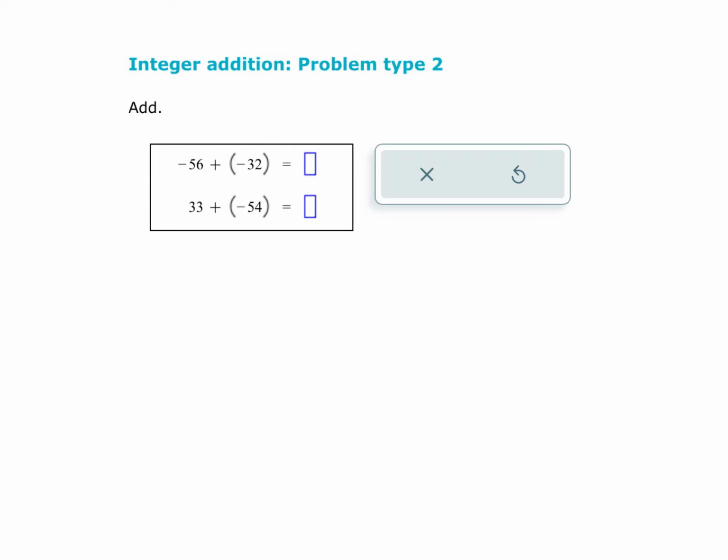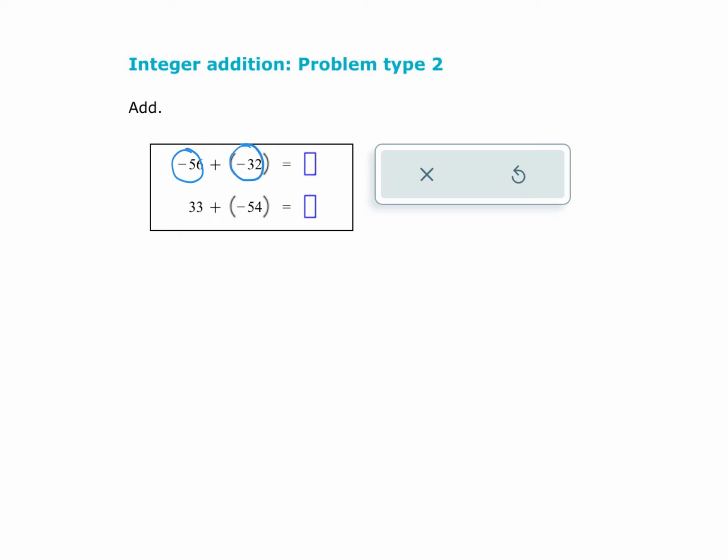This topic is integer addition, and we're going to have some larger numbers in these problems that we probably wouldn't want to draw out positives and negative signs because it wouldn't be very practical. But if we think about this first one, negative 56 plus negative 32, we have some negatives right here, and we're combining them with some more negatives.